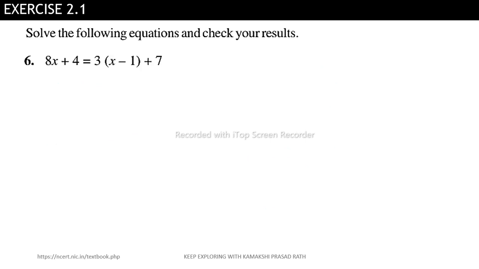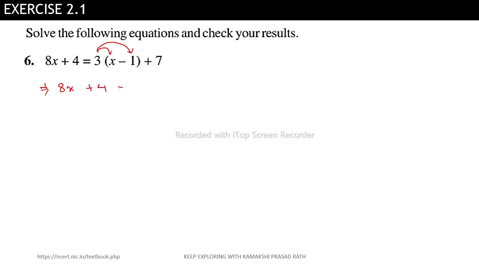Now this is a different type of question involving brackets. When we have a question of this type, we need to first solve the bracket using the distributive property. As you can see, just in front of the bracket we have the number 3. So 3 has to be multiplied to both x and 1. So we have here 8x plus 4.